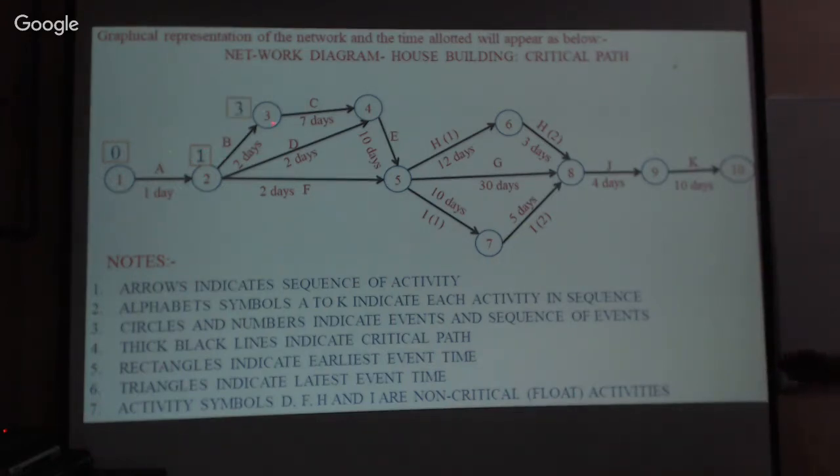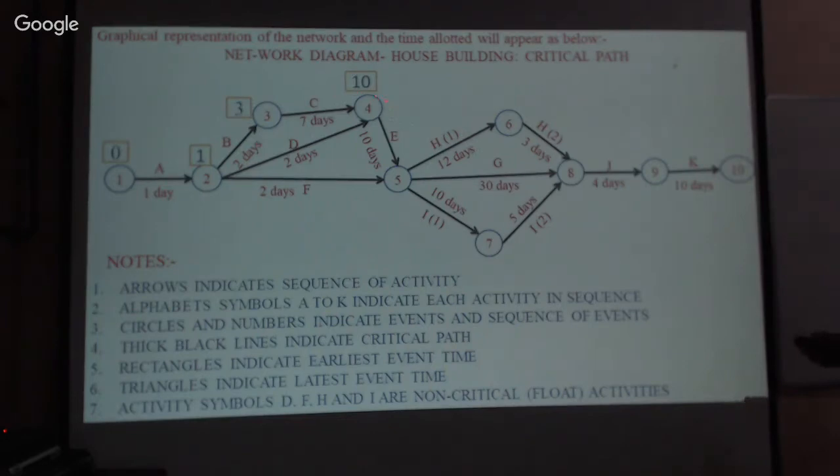Now to reach this event, what is the time required? That is 1 plus 2. Therefore, what is the time required here? 3 days. 3 days are required. Isn't that? And similarly, further if you move, to reach event 4, node 4, what is the time required? That is 1 plus 2 plus 7. Therefore, how much time is required? 10 days required here. Isn't that?